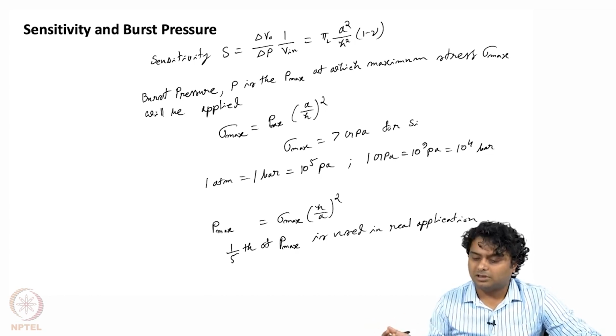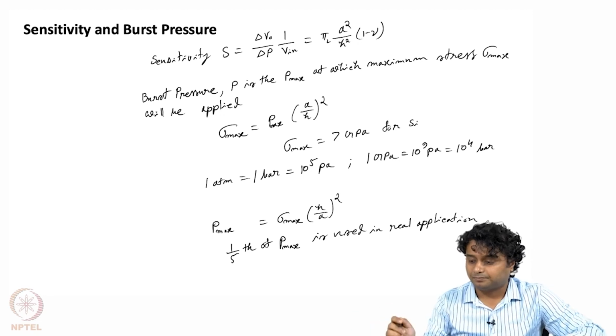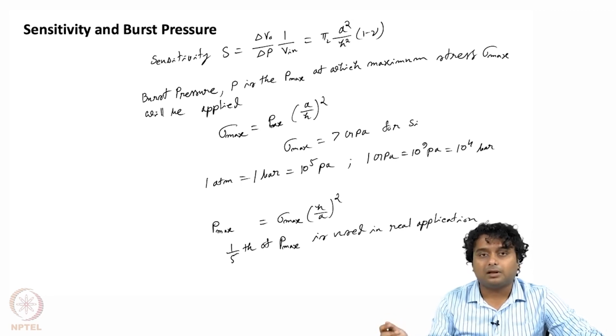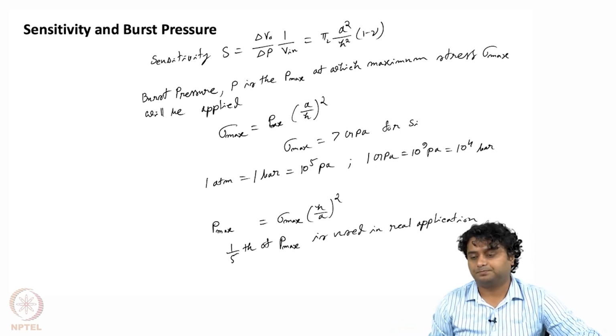So even though it can withstand 10 atmosphere pressure, we will not push the membrane to be used for 10 atmosphere pressure. Rather, we will work in a range decided as 2 atmosphere maximum.